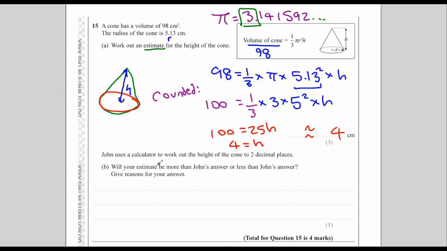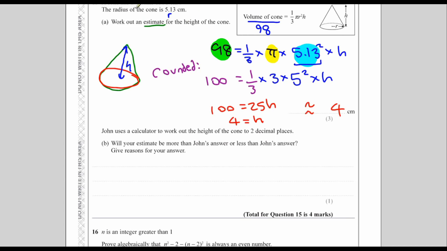John uses a calculator to work out the height of the cone to 2 decimal places. Will your estimate be more than John's answer or less than John's answer? Okay, so let's think up here what we estimated. We estimated the 98, we estimated the pi, we estimated the 5.13.